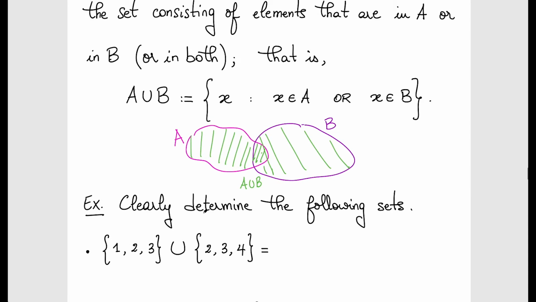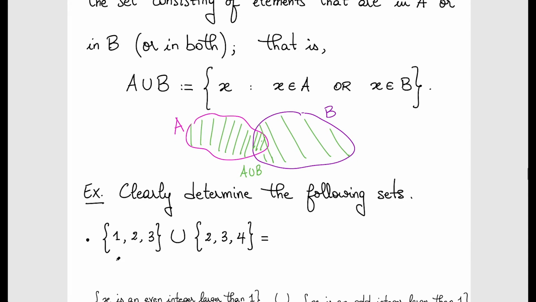All right, example. Clearly determine the following sets. Let's take the first one. You have the union between the set consisting of 1, 2, 3 and the set consisting of 2, 3, 4. What's the union between the two? Think about it. So it's the set. Any guy in any of the two is going to be part of the union, as we just described. 1 is in the union for sure. 2 is also in the union. 3 is also in the union, right?